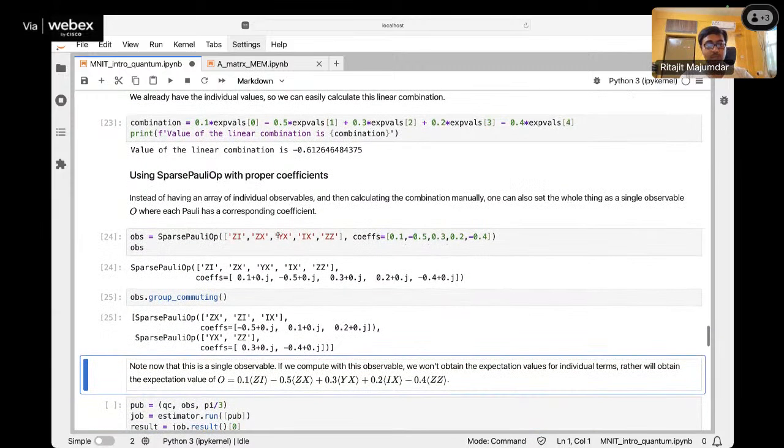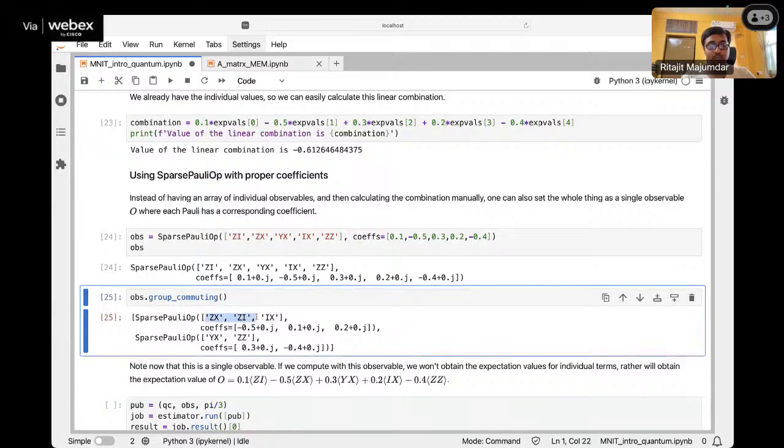So see, out of these 5, the grouping that I was talking about, that's the main work of estimator. It has already grouped that this is one group. These 3 commute with each other. This is the second group. They commute with each other. So although I have 5 different observables, I only need 2 circuits for execution.